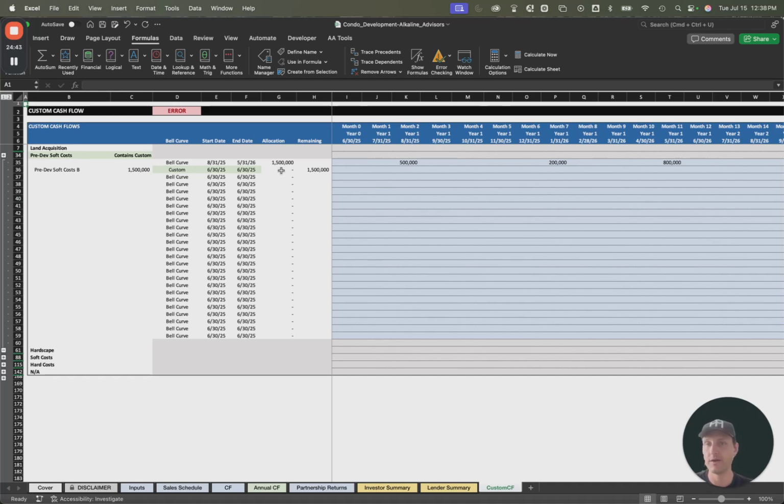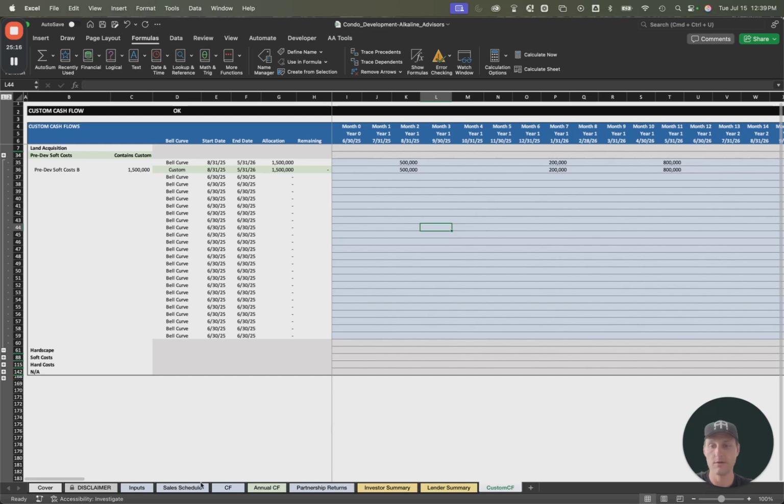So if we go here to soft cost B, first of all, you see this is a good example. We have errant data here. Well, that's not an issue because it's not pulling, right, 500,000 in month 2 for what would be soft cost A. Because we don't have custom selected, this is not coming through. So actually what we can do is, because it seems like this is going to equal 1.5, we can just say, okay, we have those same cost allocations in pre-dev soft cost B.